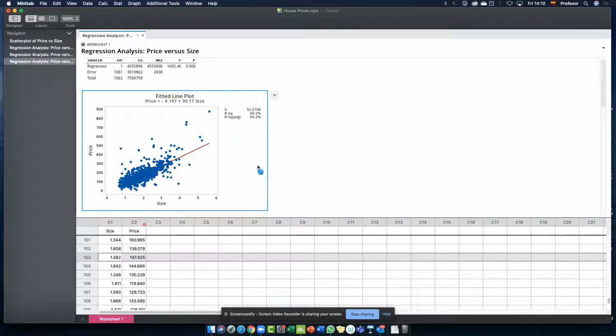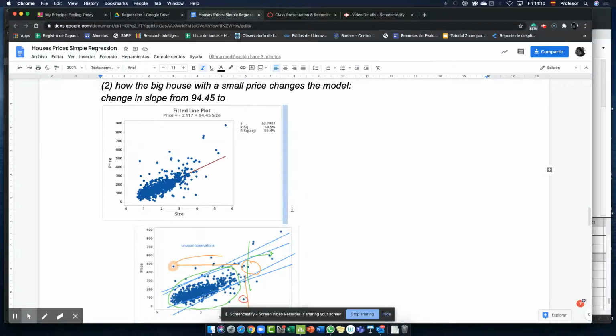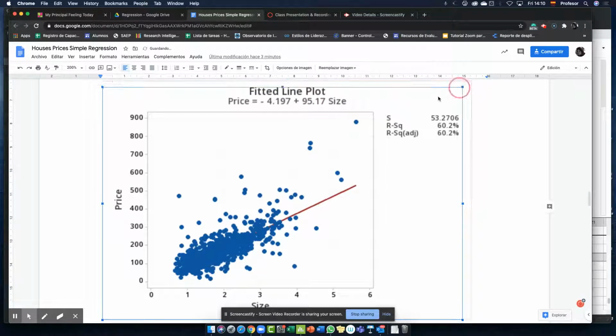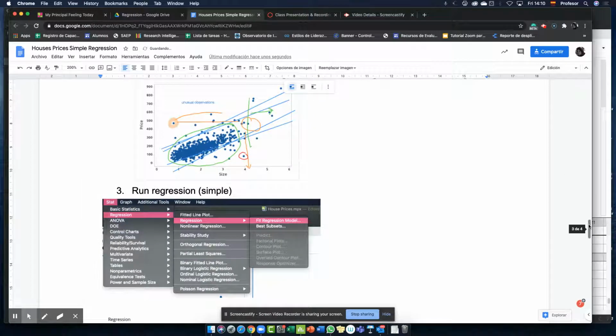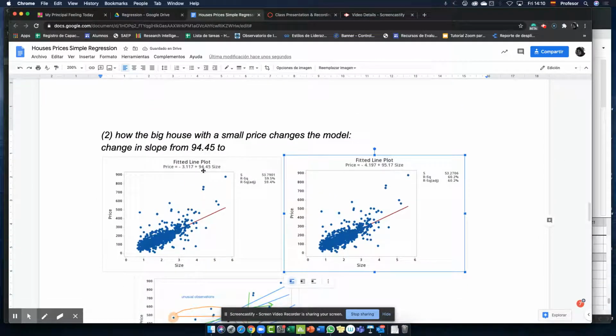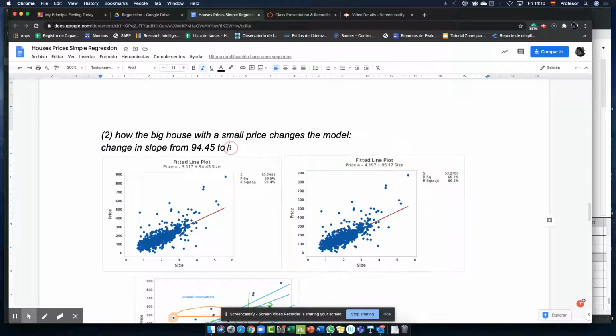Again, if I copy this picture and put it next to the original behavior, what we are observing is that the slope has increased from 94.45 all the way to 97.17, so close to $1,000 again, which makes sense because we had a very big house with a very small price, and therefore the overall model said we should not increase as much on the increment of the house size with respect to its price. It should increment, but not as much.